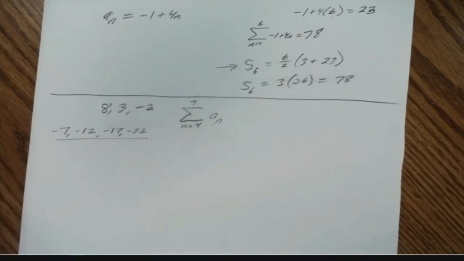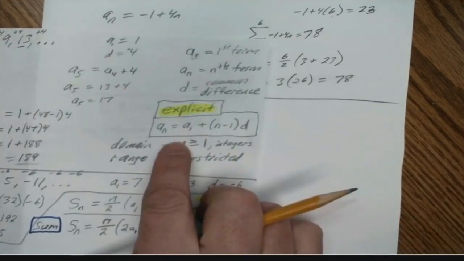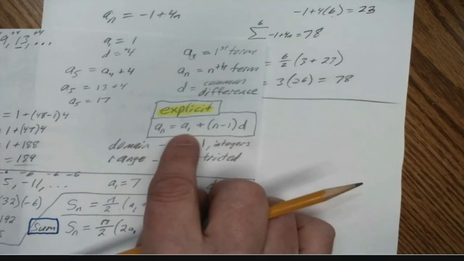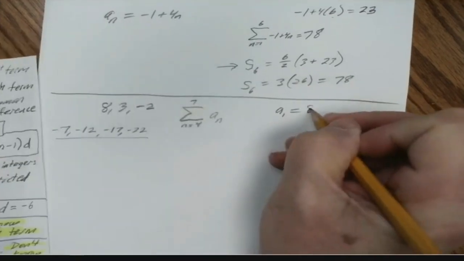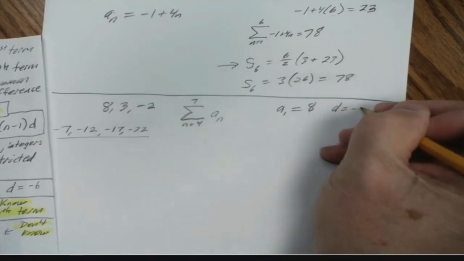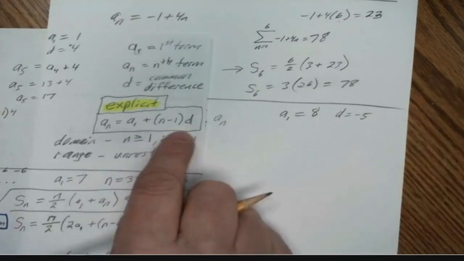Well, let's figure this out. Somehow we've got to figure out what that sequence would be. So let's go back to our explicit formula for arithmetic sequence. All right, so we know the common difference is -5, and we know what the first term is. So A sub 1 equals 8, because that's our first term. Our common difference equals -5. So that's all we need for this, right?